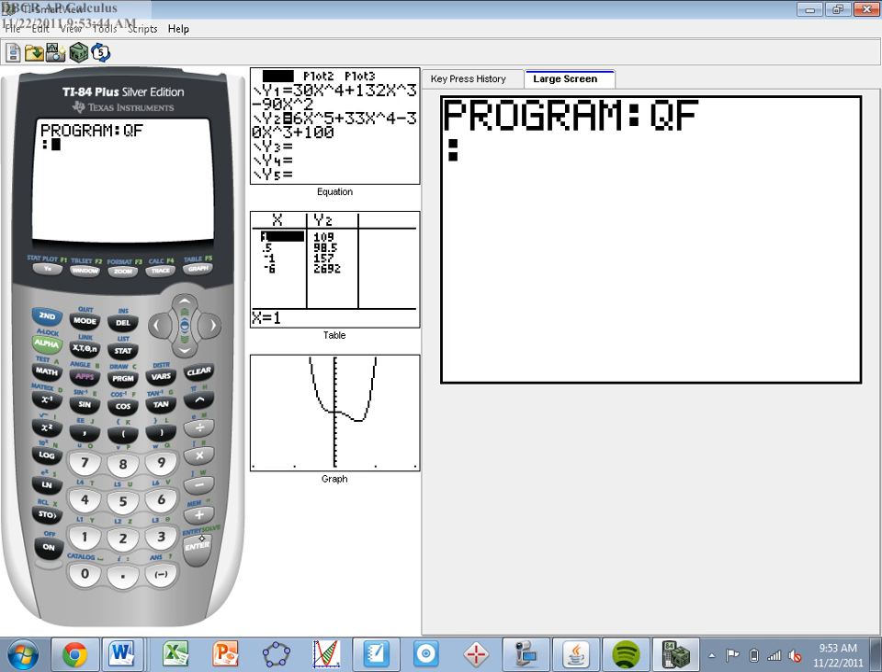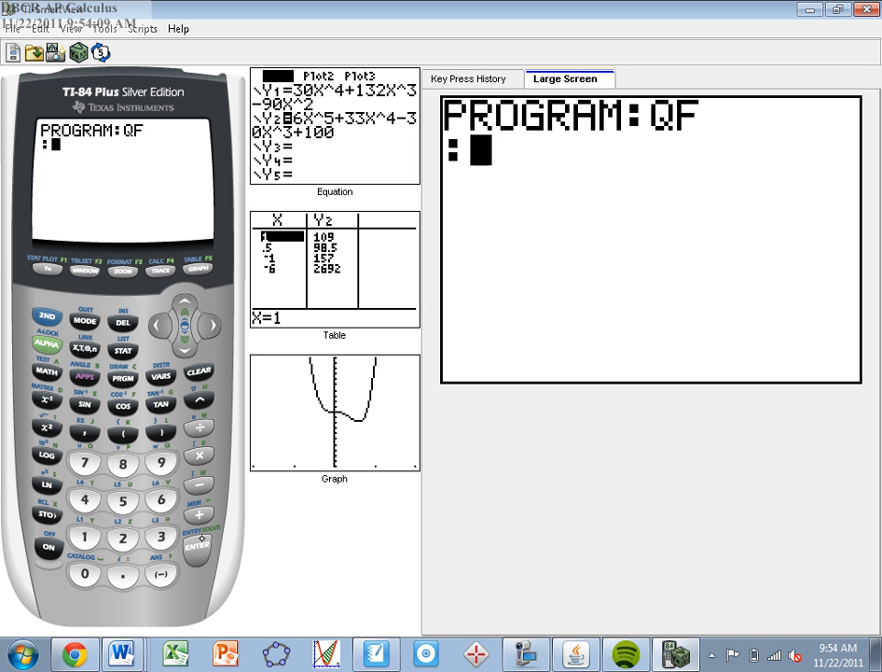Now, go to programs. If you get lost, please raise your hand. Don't fall behind. Go to programs, go over to new, hit enter. Then type in the name you want to call it. I'm calling it QF for quadratic formula. Now, when I begin this program, I want to think to myself, I want to have some sort of a display in the beginning of what I'm doing. And that was the x squared part at the beginning.